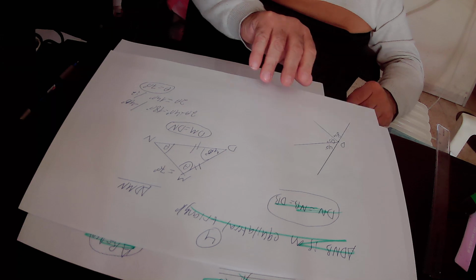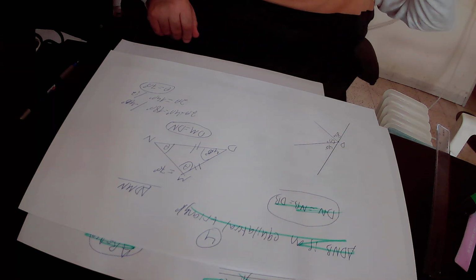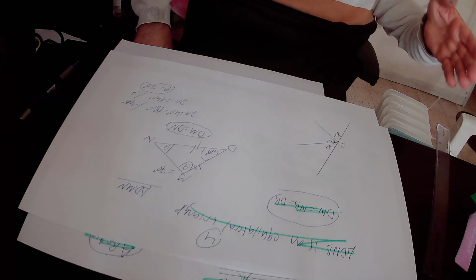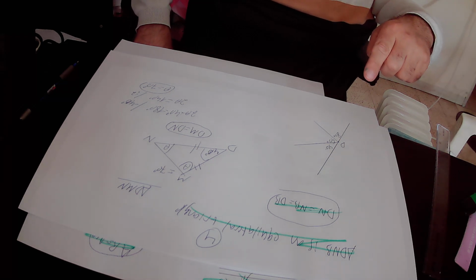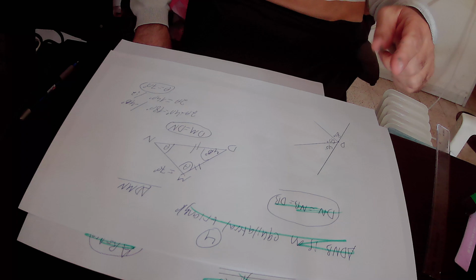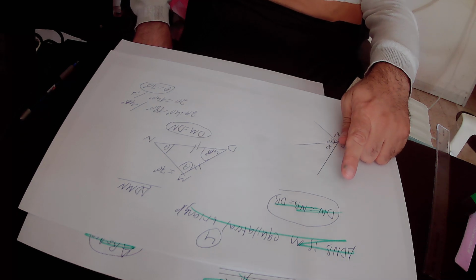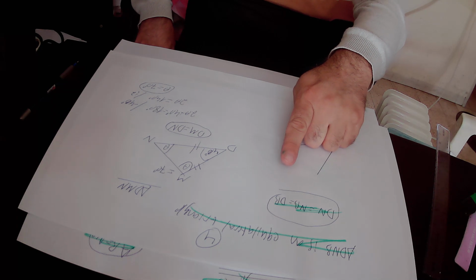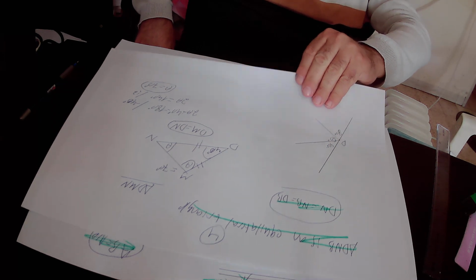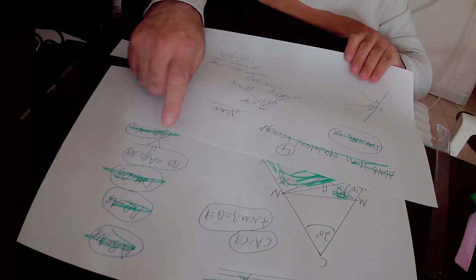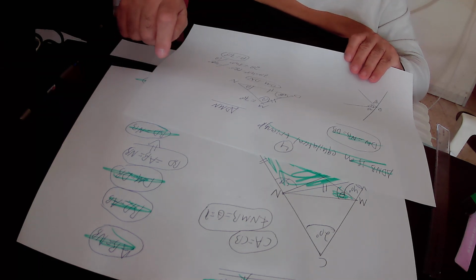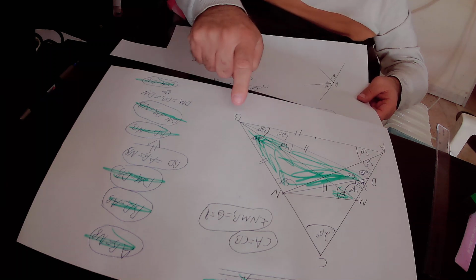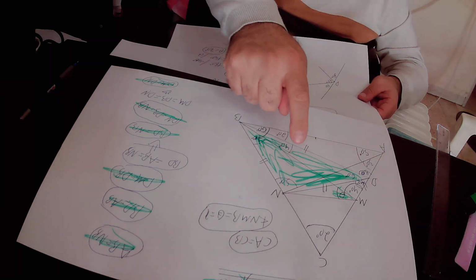Triangle DNB is an equilateral triangle, and we know that in any equilateral triangle all the sides are equal to each other. So in the equilateral triangle DNB, side DN equals side NB equals side DB. Here we found that BD equals AB equals NB, and also DB equals DN equals NB.